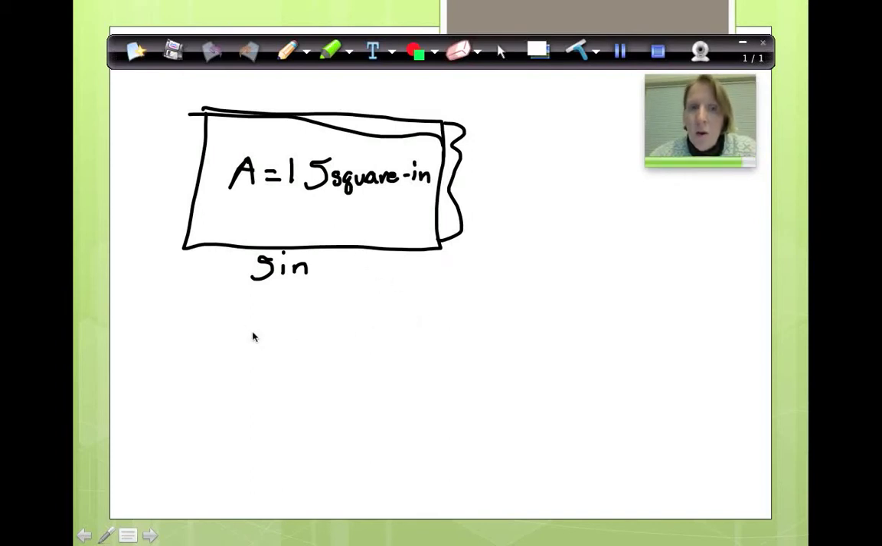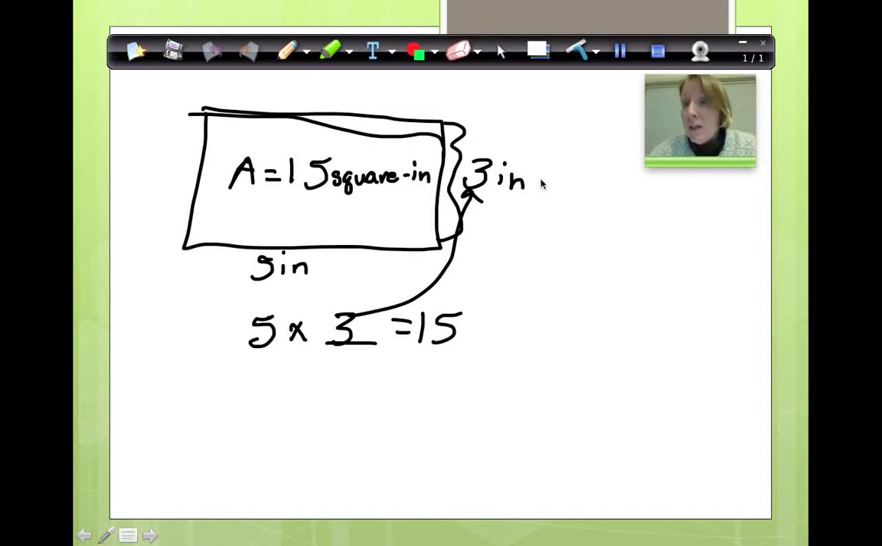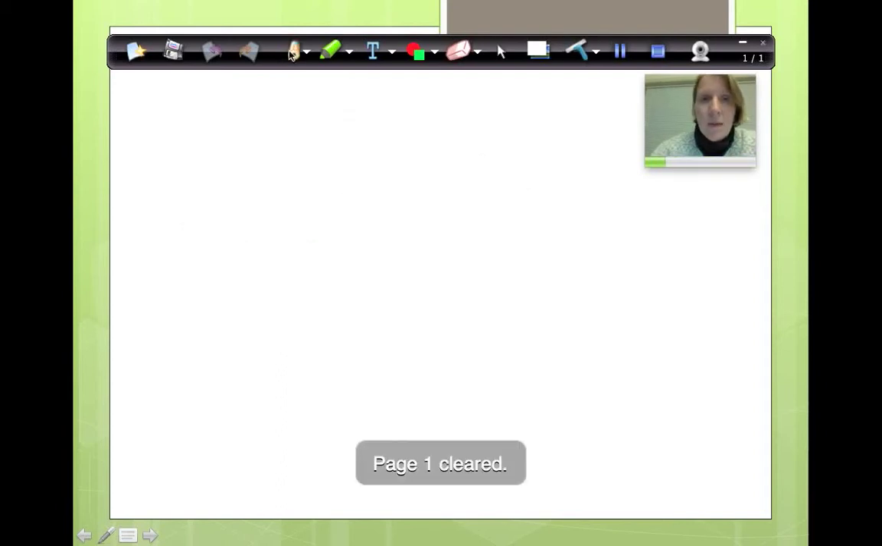Well, 5 times what would give me 15? Well, 5 times 3, right? This means that this is 3 inches. How come these aren't square inches? Because I'm only counting one side of the square. Remember? I'm only counting that outside line of the side that I want to measure. This is 15 squares because I'm counting every single square inside this rectangle. Okay. Now, another question. Let's do even another one.